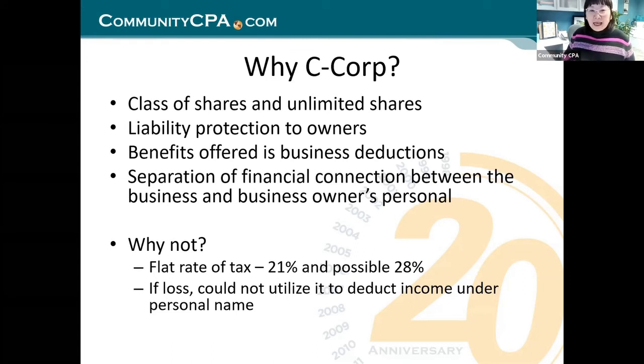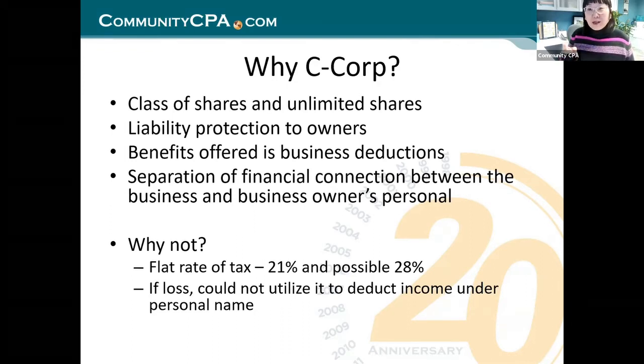All right. And inside of a C-corp, you can classify your owners. You can make some of the owners citizens, and some of the owners green card holders. I'm just using immigration terms for that. You can make your shareholders with different rights. Some shareholders have no right to vote. Some have the right to vote. So that is the class of shares, which is not available in S-corp.